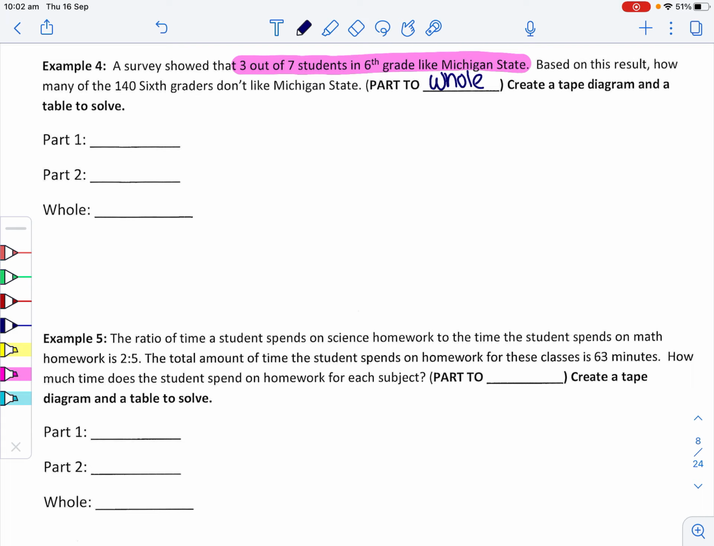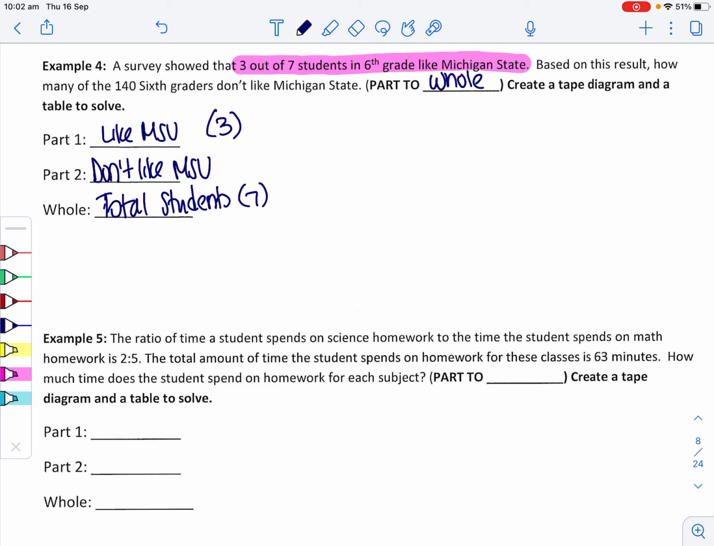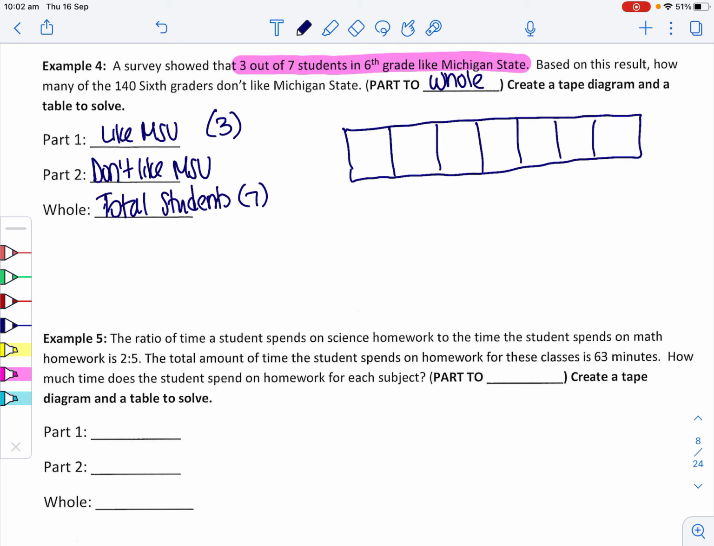So part 1 is going to be that they like MSU. Part 2 is going to be that they don't like MSU. And the whole is going to be total students. So in this one, when I create my tape diagram, they've told me that I've got 7 total students and 3 of them like Michigan State. So when I create my tape diagram, 1, 2, 3, 4, 5, 6, I'm going to break it into 7 parts because I have 7 total students.